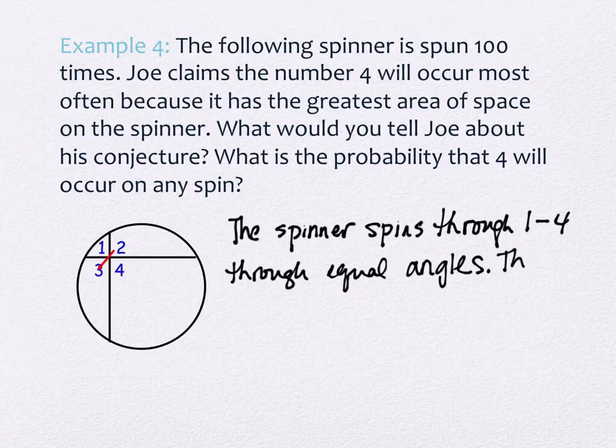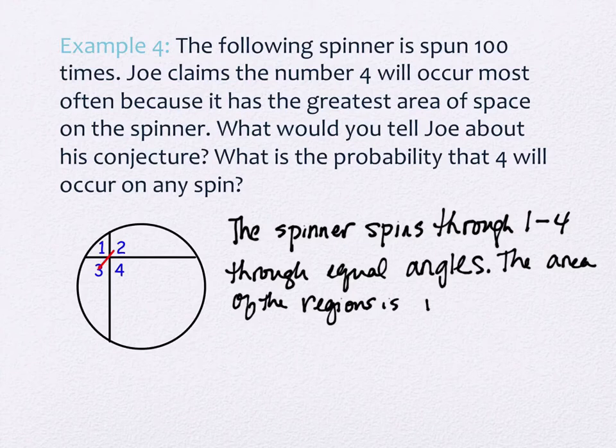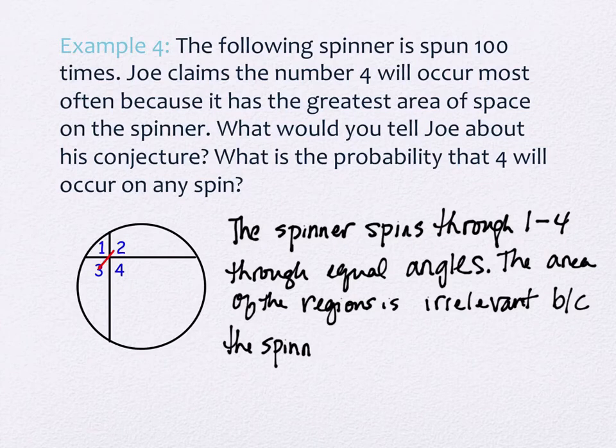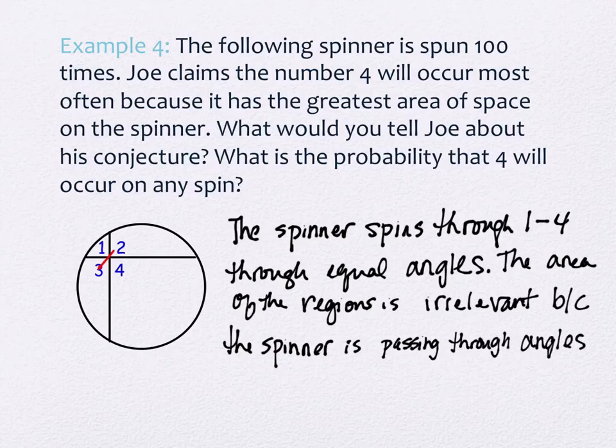The reality is that the area of the regions is irrelevant, because the spinner is, we'll say, passing through angles instead of area. Or through angle measures. I'll just say through angles, it's shorter.